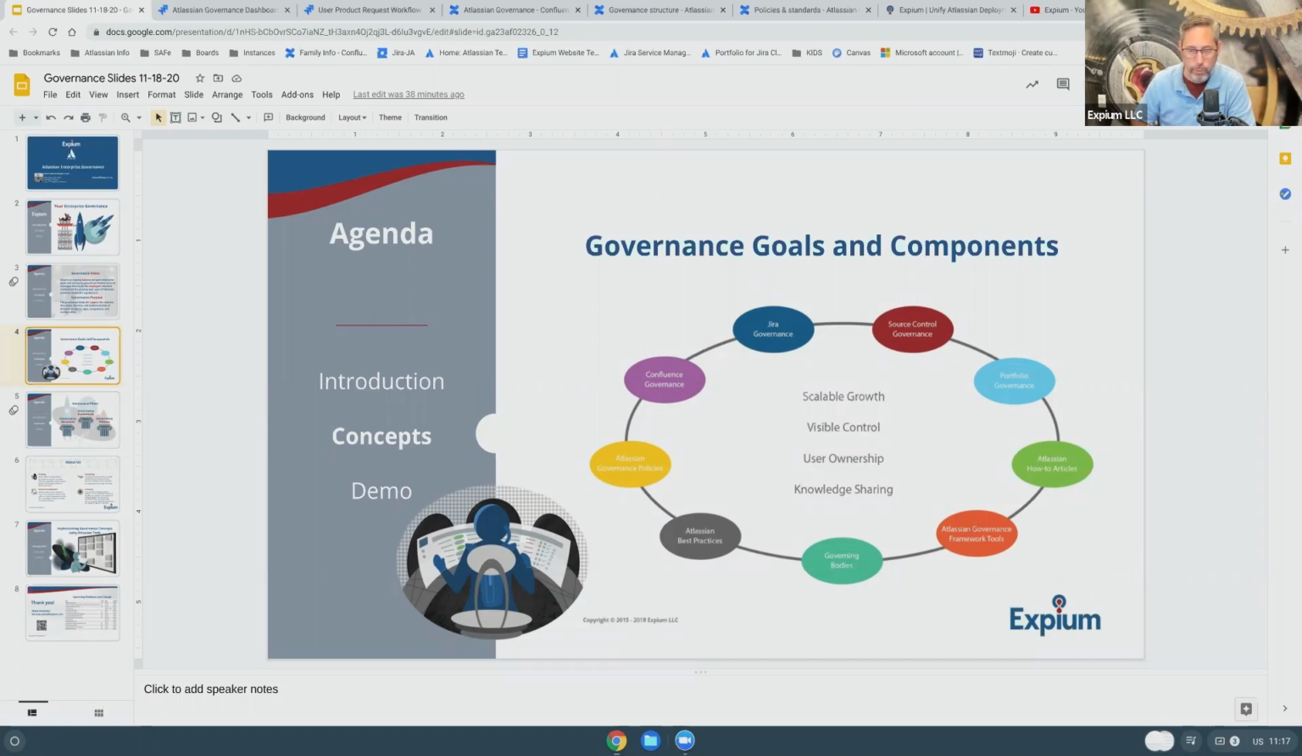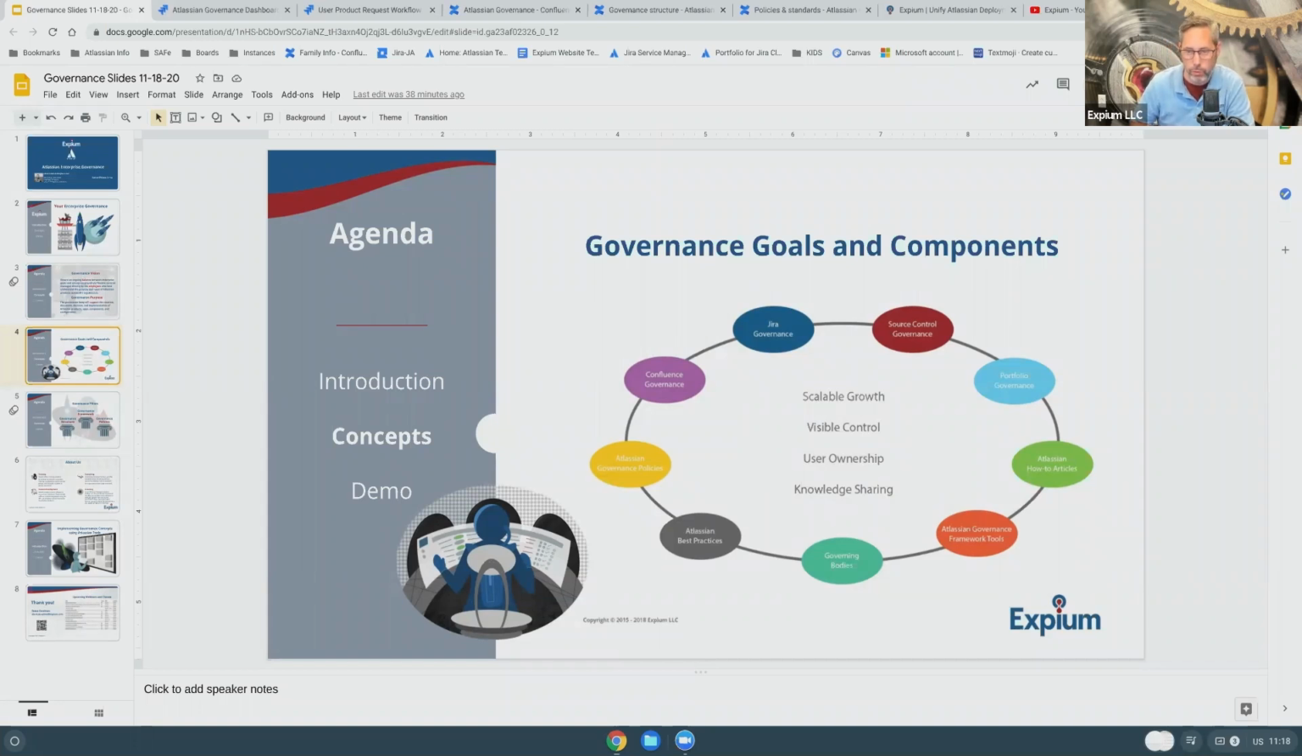What are the policies that are required for your teams? Atlassian best practices, governing bodies. Who constructs the governance, who comprises the governing structure, those governing bodies? How many governing bodies do you have? How many people are in each governing body? We'll get to that next.